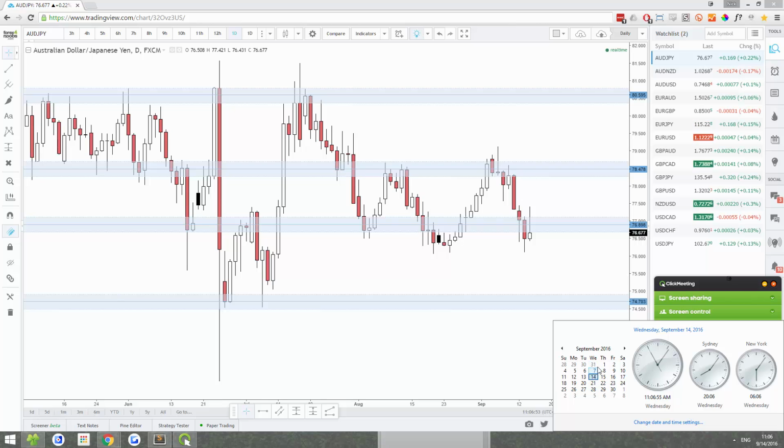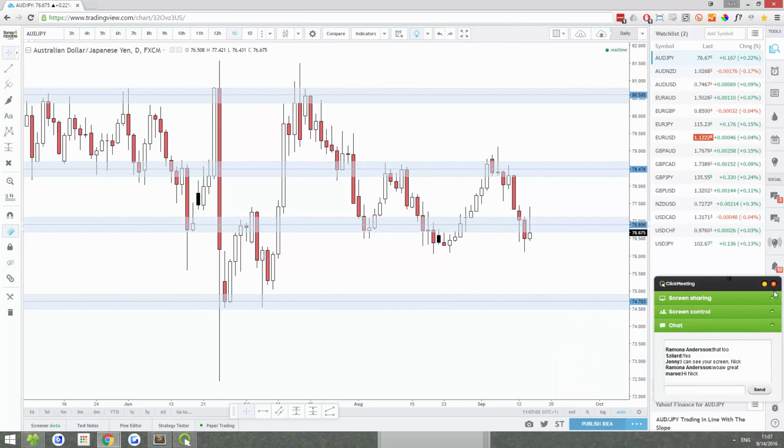Today is Wednesday, the 14th of September 2016, and the time is 11:06 a.m. here in the UK. You're looking at an AUDJPY daily chart. In today's analysis, we are going to be looking at all the pairs on my list to the right here, and we're going to be looking at each time frame for these pairs.